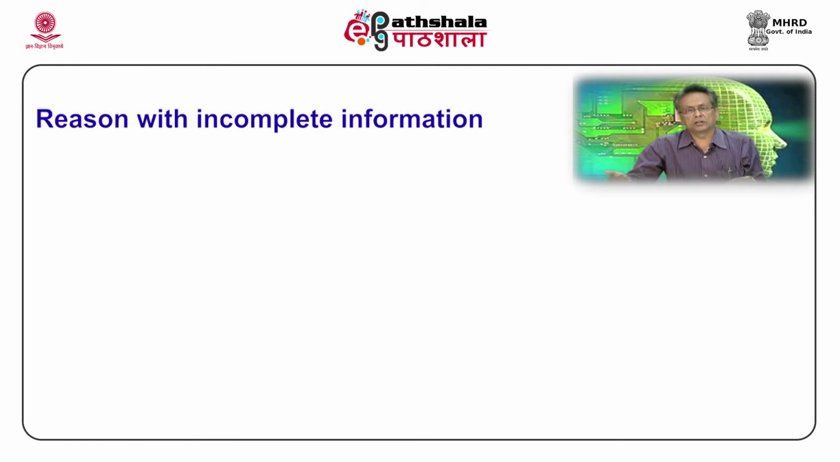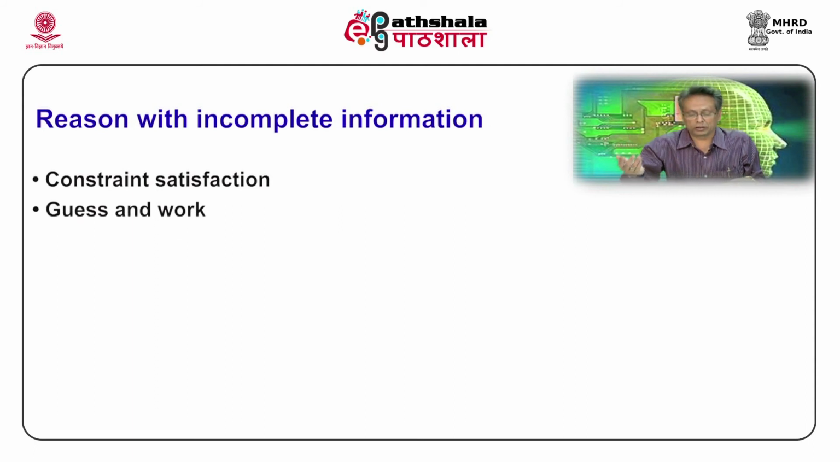For example, sometimes you need to guess. For example, if you are playing cards, you do not know what is there in the opponent's hand. How do you know? In fact, you do not know, and you will have to guess and then play and then refine your guess and so on and so forth. So, that is one example of incomplete information. But then there are a lot of other cases.